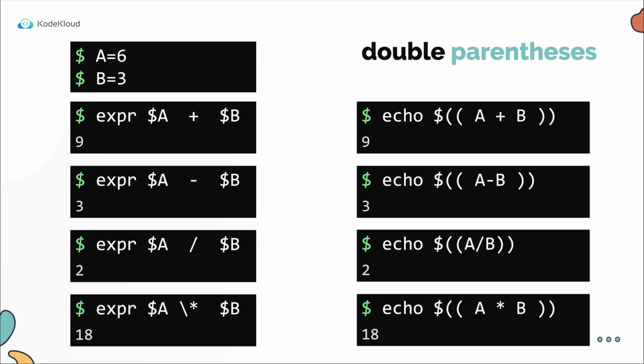Within the parentheses, we no longer need the dollar symbol prefixing a variable, and we no longer need to separate the operator and the variables with a space. And for multiplication, we no longer need to escape the star operator with a backslash.